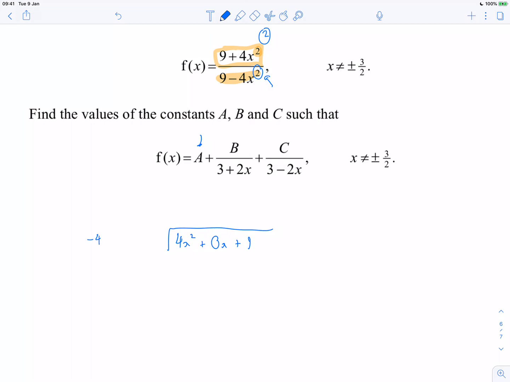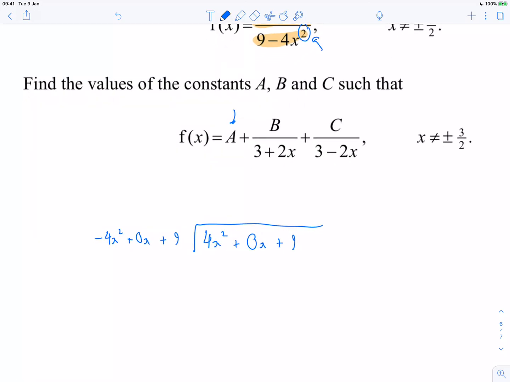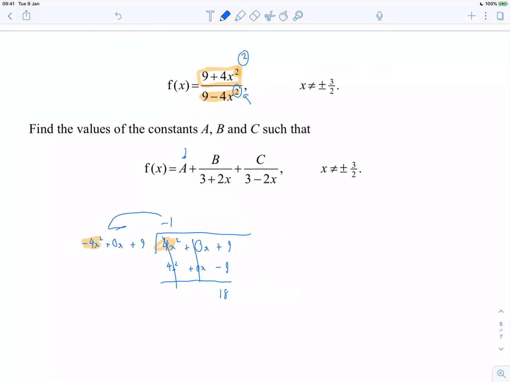And then this will be negative 4x squared plus 0x plus 9. So how many minus 4x squared is going to 4x squared? So that'd be negative 1. And then minus 1 times all this lot is going to be 4x squared plus no x's, and minus 1 times 9 is minus 9. This all goes over here. That and that cancel. That and that cancel. 9 minus minus 9 is 18. So immediately A equals negative 1.